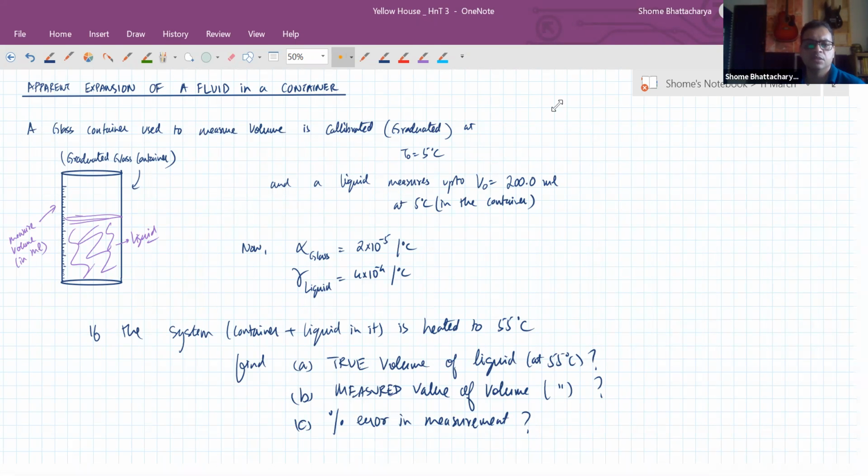No, this is an example. We are doing a numerical example. The concept we are using, Prince, is thermal expansion, which we discussed earlier. So this is a numerical example.